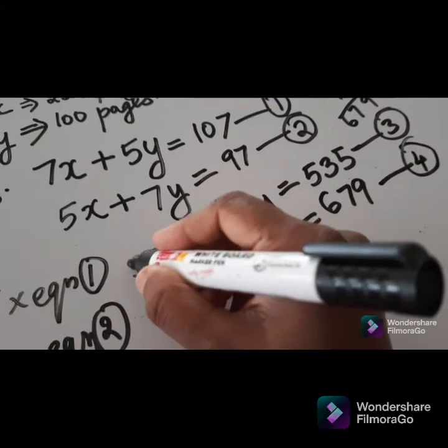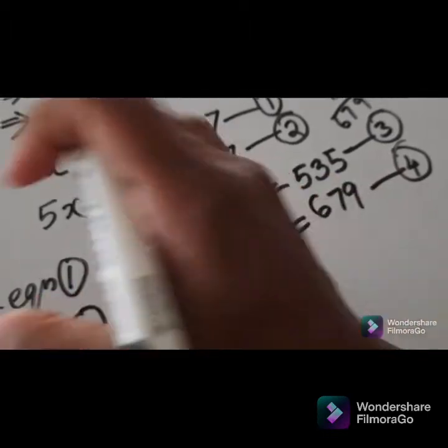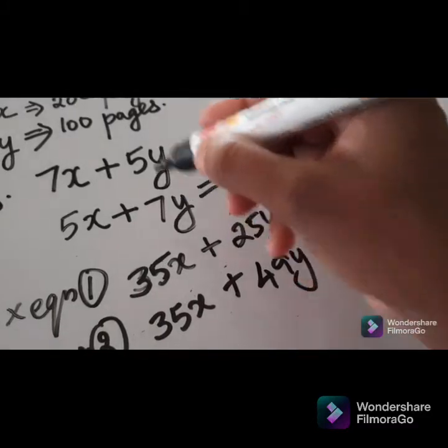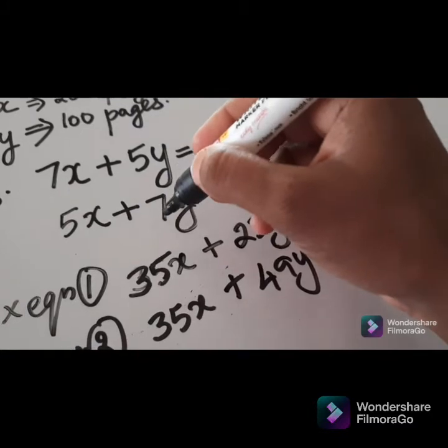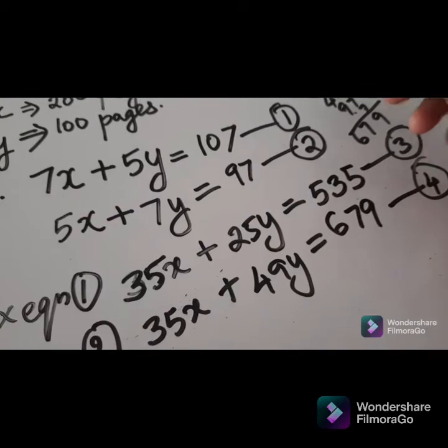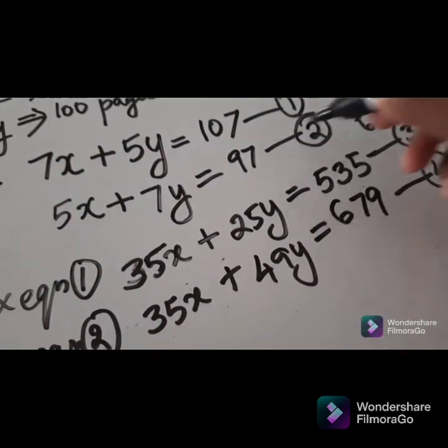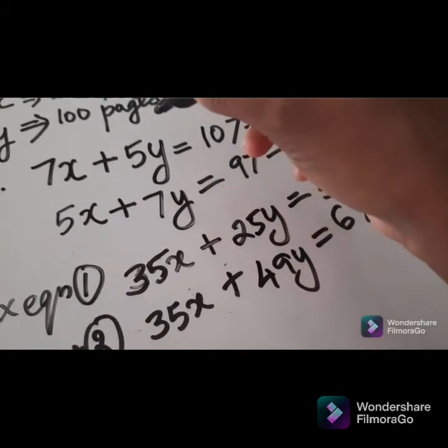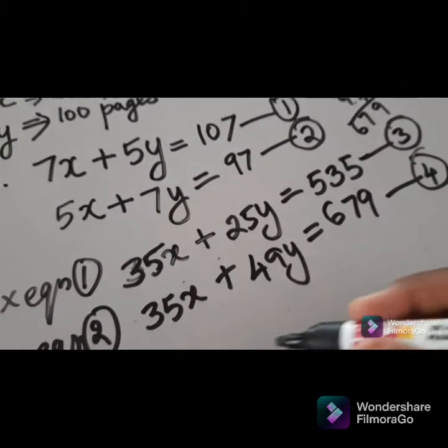Now see, the coefficients are the same, so we can subtract and cancel this whole term. Likewise, you can also make the coefficient of Y the same, by multiplying the whole equation by 7 and the other whole equation by 5. Then also you can cancel and solve.